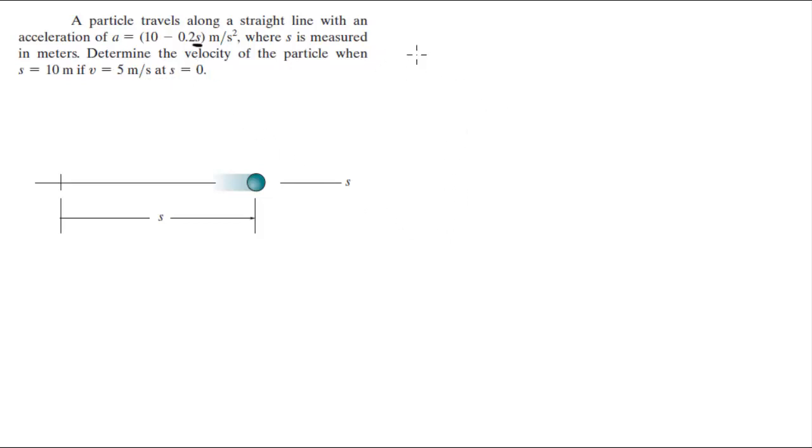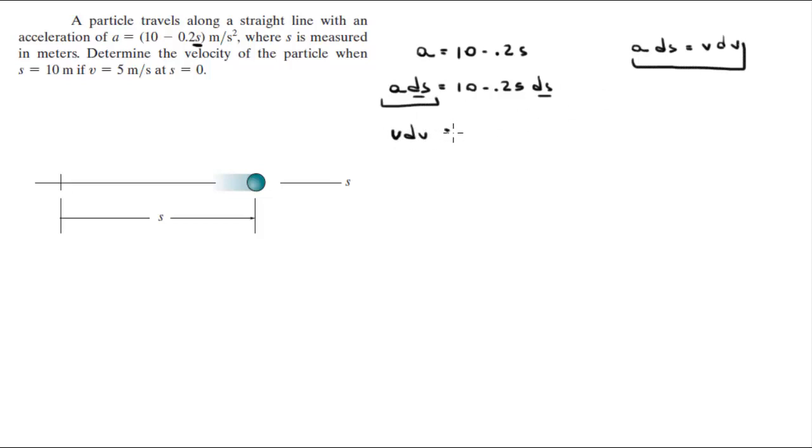So, you know that the acceleration is given by 10 - 0.2s. And this is the formula to remember: a ds = v dv. So, if a ds = v dv, then we add a ds to both sides. We get a ds = (10 - 0.2s) ds. All we did is add a ds to both sides of the equation. So we can replace this with v dv. v dv with this formula is equal to (10 - 0.2s) ds.